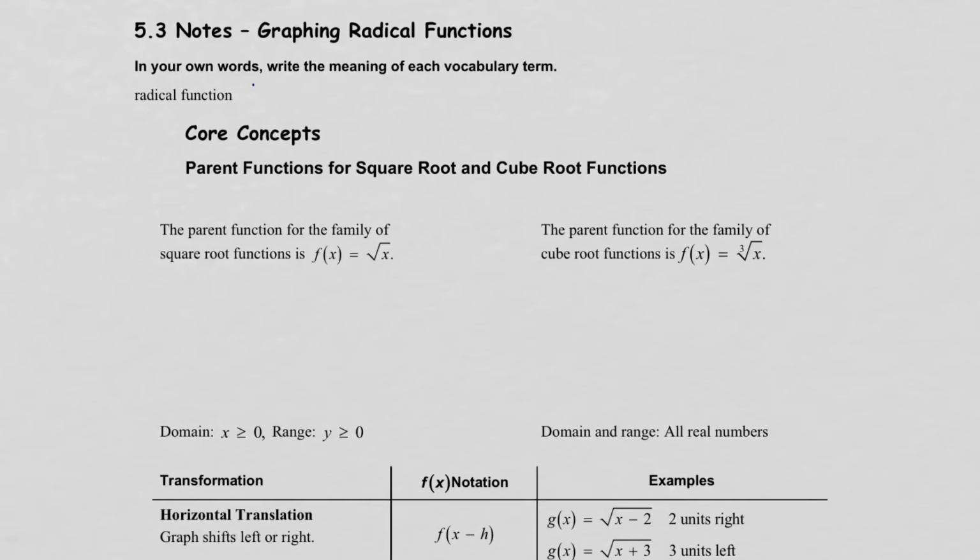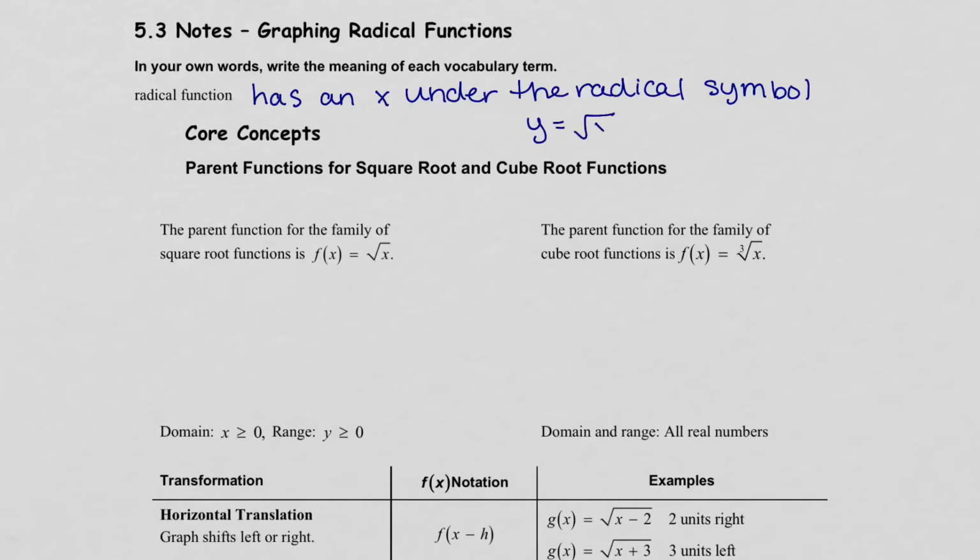A radical function has an x or a variable under the radical symbol. Okay? So what might that look like? That might look like y equals the square root of x. Okay, so that's an example of that.